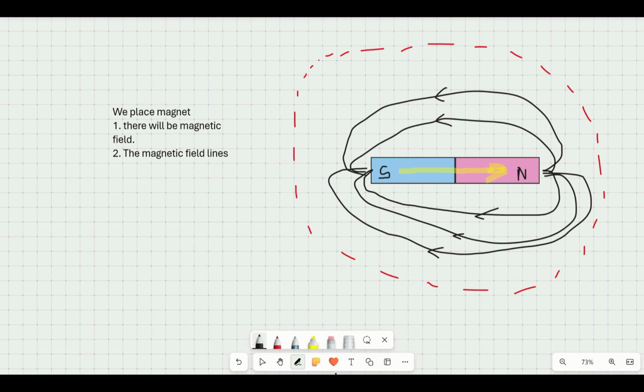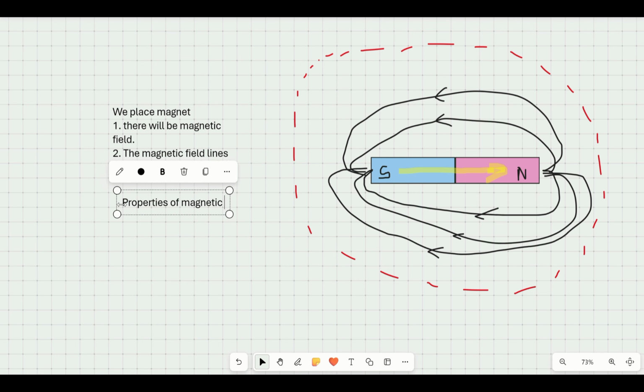Next, there are only two things that happen. First, there's a magnetic field around it, and second, the magnetic field lines are present inside the magnetic field. Then what are the properties of magnetic field lines? First, let's see the properties of magnetic field lines.